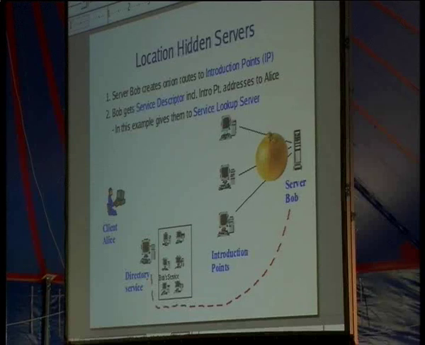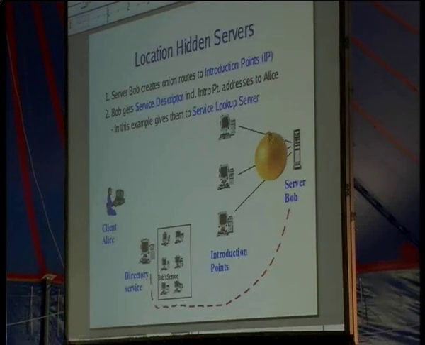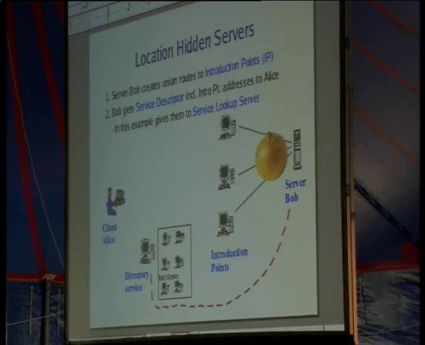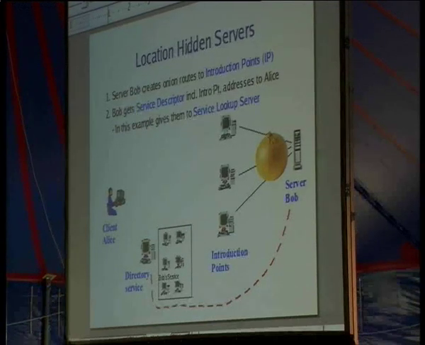OK, so the easy way to do it from here is Alice should go to this directory service and pick one of the introduction points and connect. And then Bob would have onion routed out, Alice would have onion routed out, and then they can talk over that rendezvous connection. So that's easy to design, easy to build.